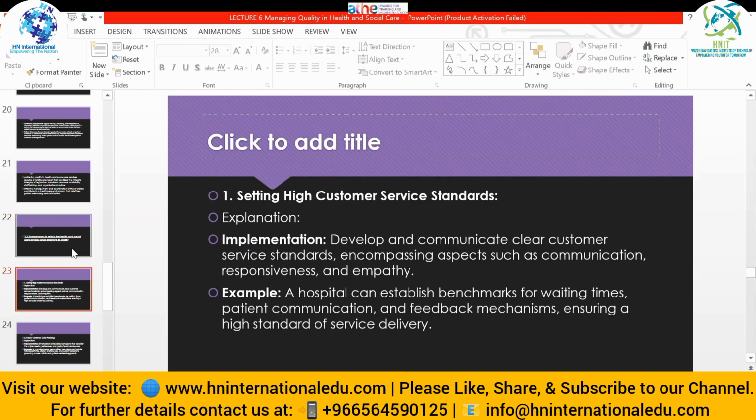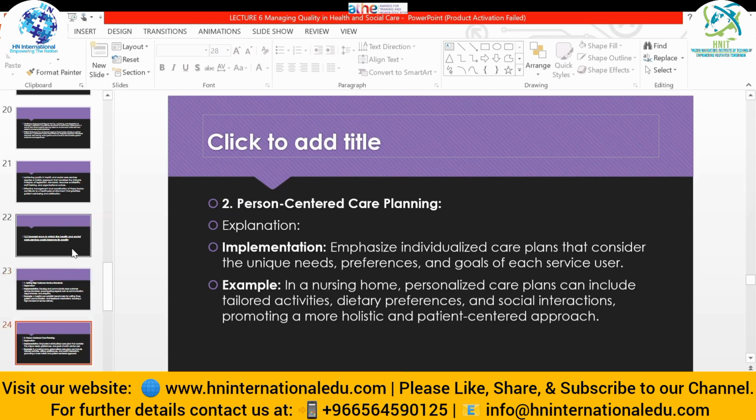Setting high customer service standards, it is a suggestion. Develop and communicate clear customer service standards encompassing aspects such as communication, responsiveness, and empathy. We can do this in service as well. A hospital can establish benchmarks for waiting times, patient communication, and feedback mechanisms, ensuring a high standard of service delivery.